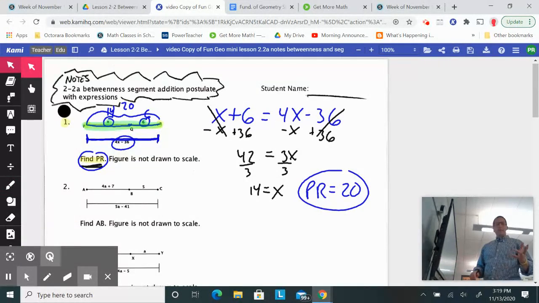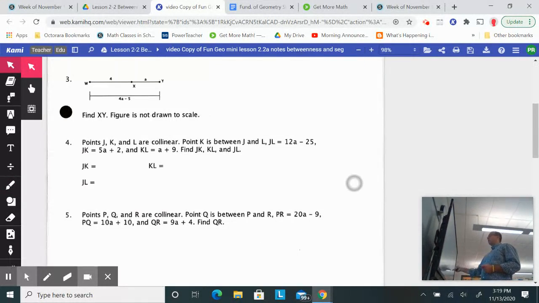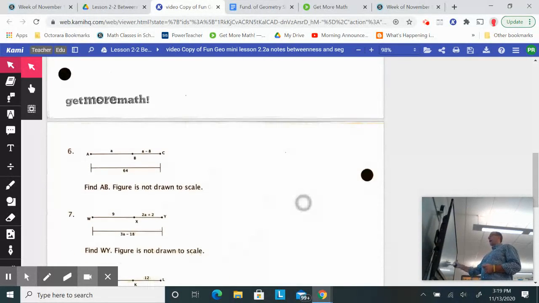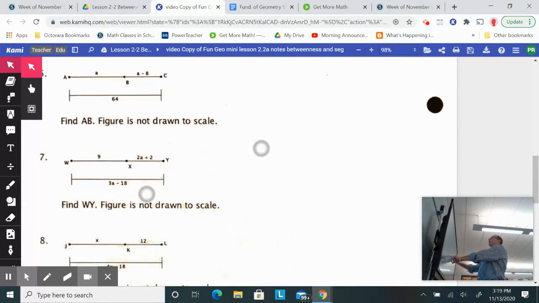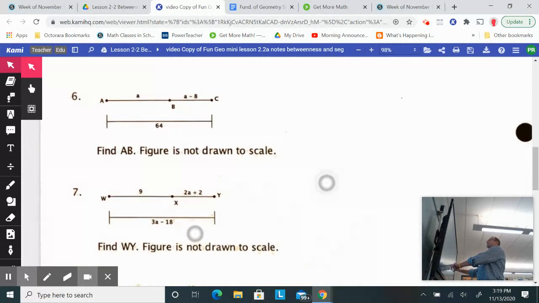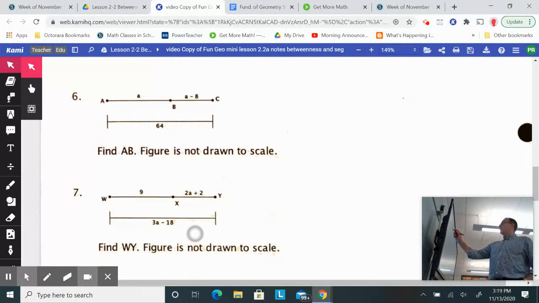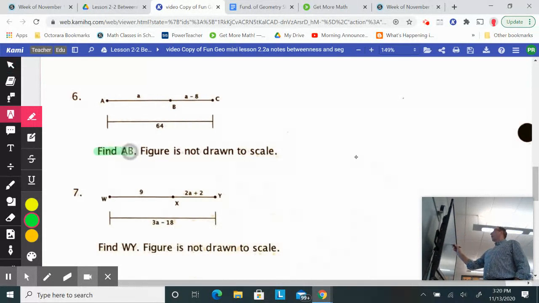All right, what I decided to do was, since we're going to do some of these in class, I'm going to go to the back of this note sheet here, and we're going to look at number 6. Now, number 6, it says we're supposed to find the distance of A to B, right? It's right here. Find AB. Now, where's A? Where's B? Here's A. Here's B. So we're supposed to find this distance here.